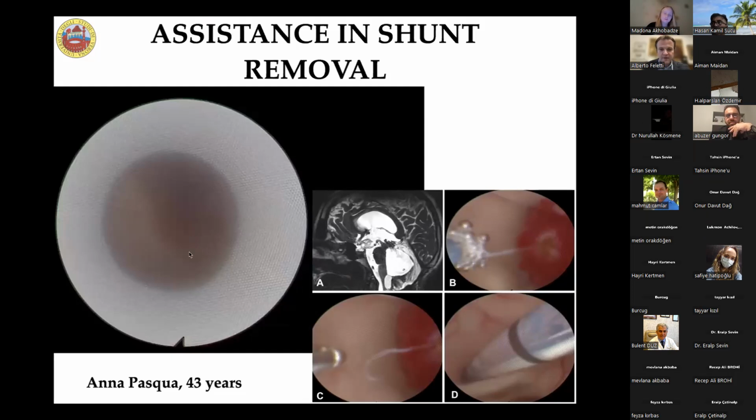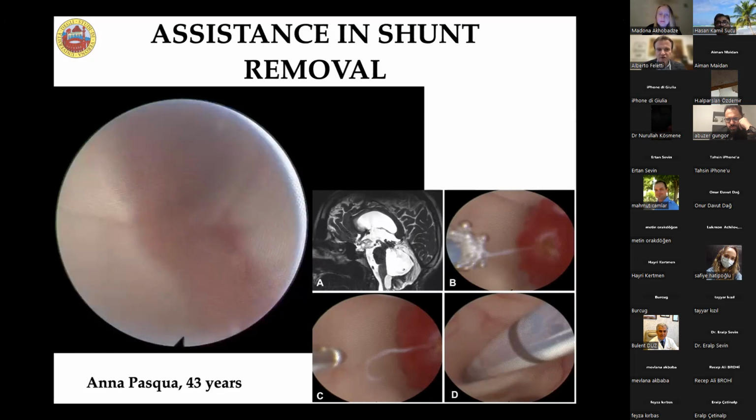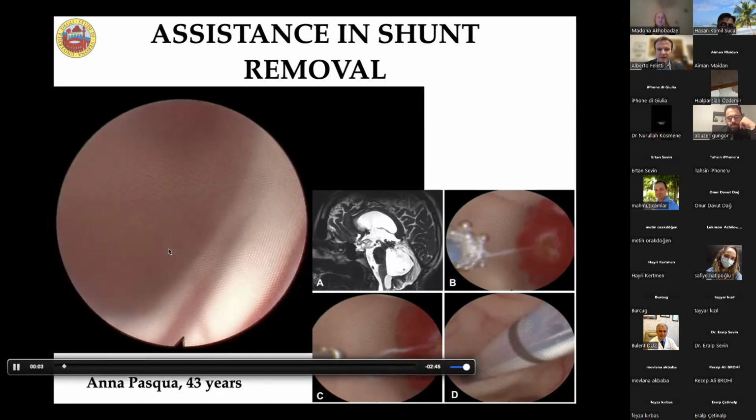Another possibility that the endoscope gives us is assistance in shunt removal in some patients. Look at this patient. This patient is a von Hippel-Lindau patient with many hemangioblastomas. One hemangioblastoma was located at the level of the infundibulum. She received a VP shunt many years before, and it was not functioning, so we had to remove it. Fortunately, I decided to inspect this patient's ventricle with a flexible endoscope.